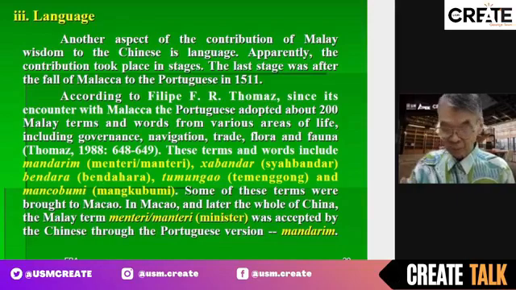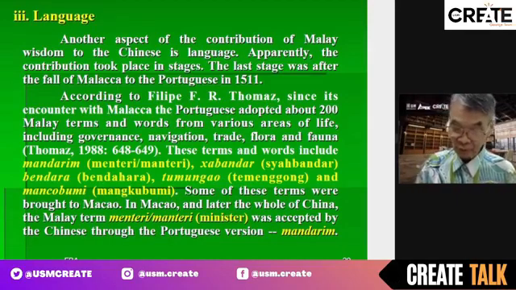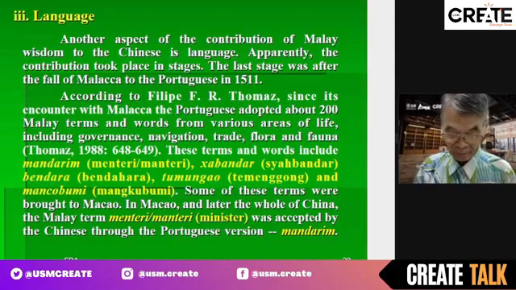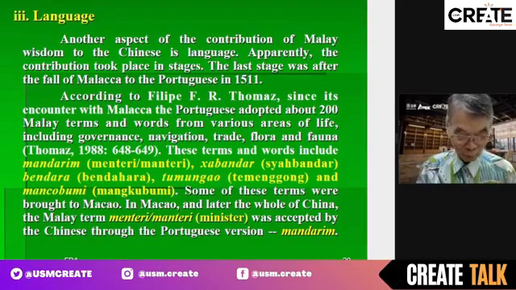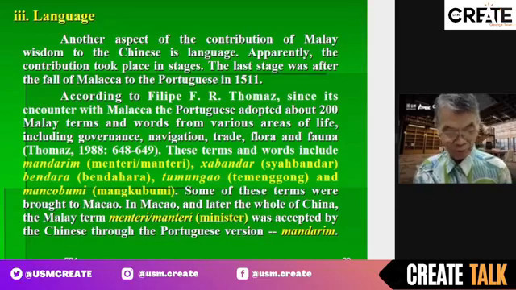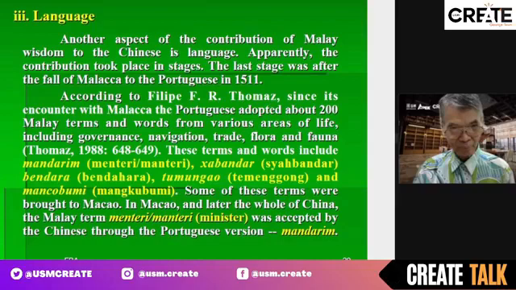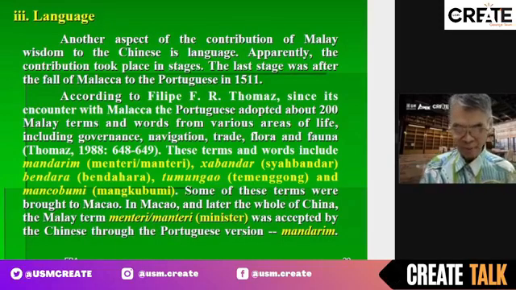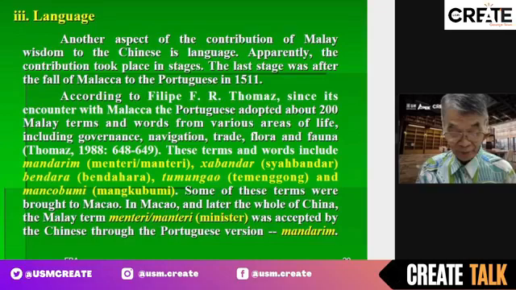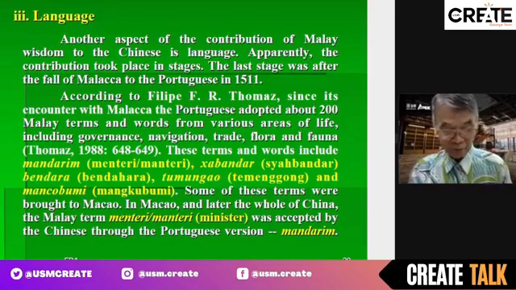Zabanda, coming from the Malay Syahbandar. Bendara, coming from the Malay Bendahara. Tumungau, Temenggung, and Mangkubumi. Some of these terms were brought to Macau when they moved from Malacca. They also managed to grab Macau from China. They brought some of these terms to Macau.